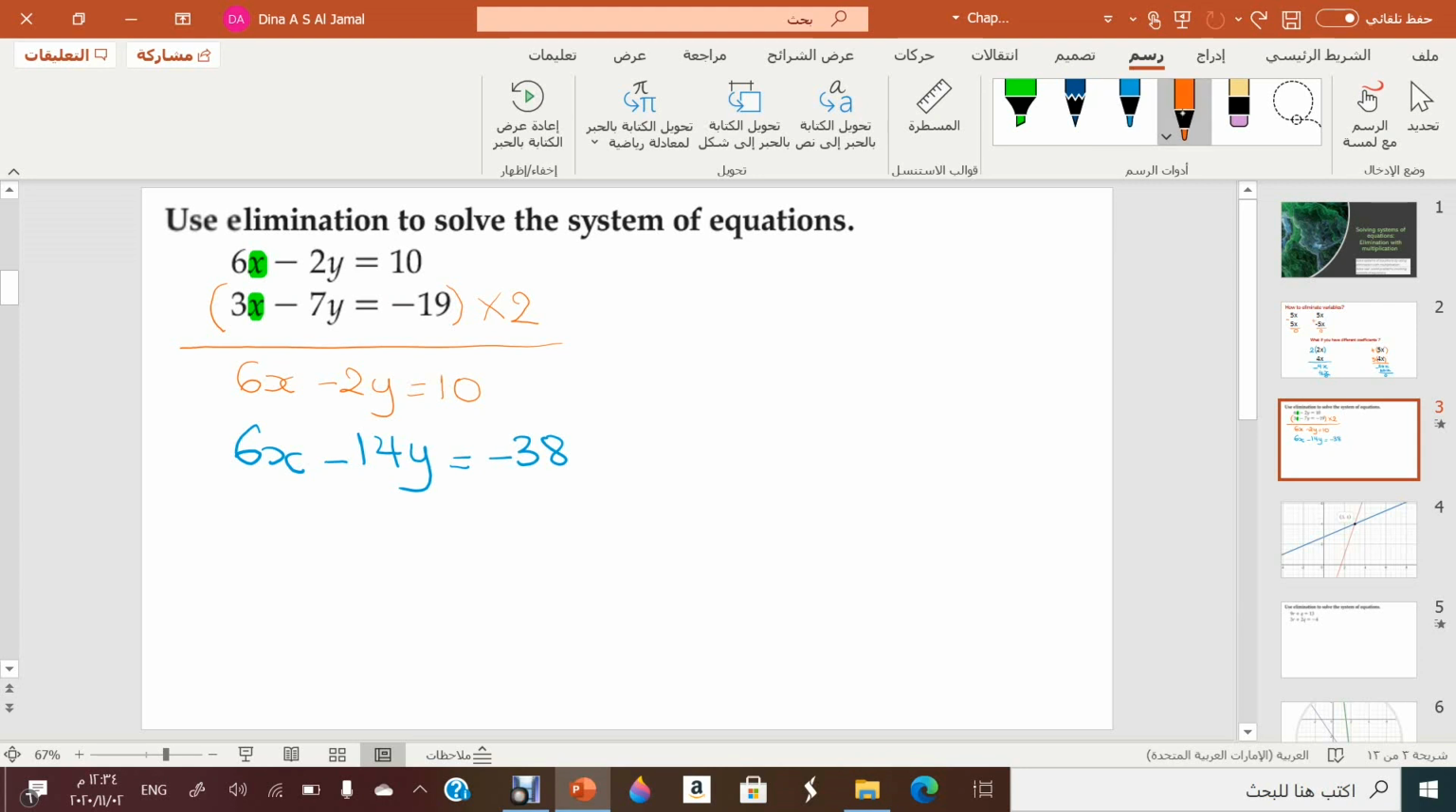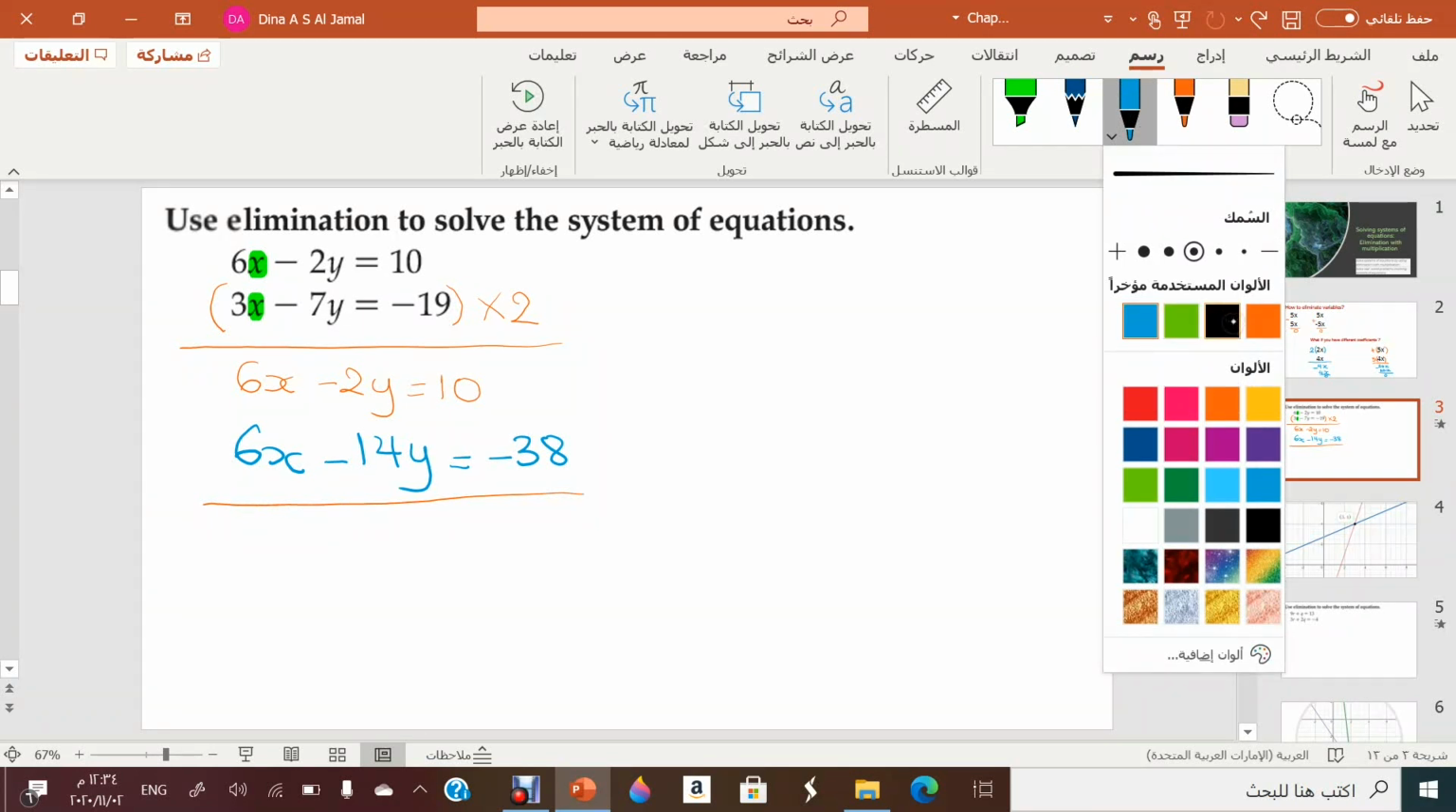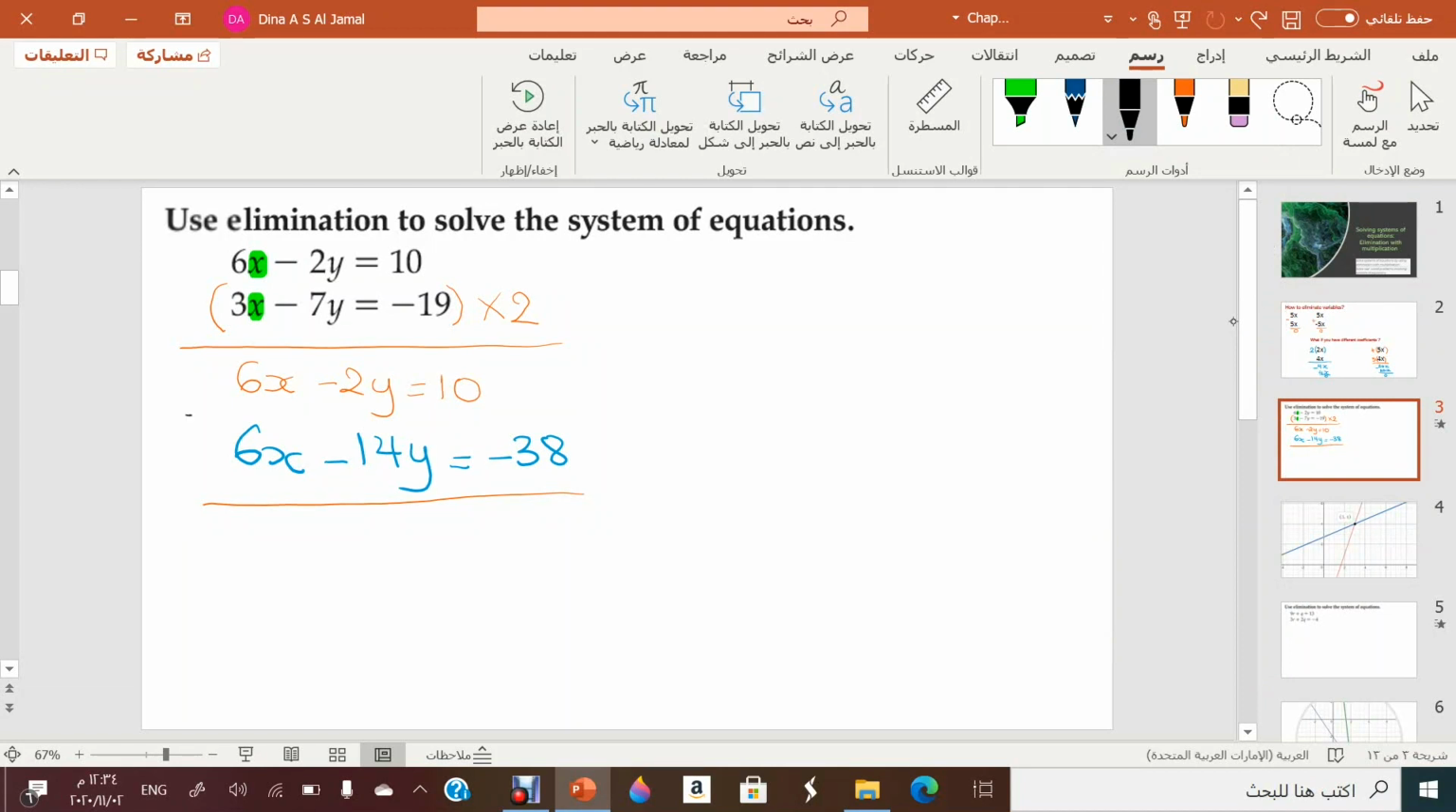And now let's do the step-by-step calculation. You would like to eliminate the x, and you have similar signs. That means you need to subtract. And whenever you subtract, you cancel this one and this one. Now let's focus on what I will be doing. Minus 2y minus 14, pay attention to this. It will be shifted to plus. So it will be 12y equal 10 minus 38. It will be shifted to plus, so it will be 48.